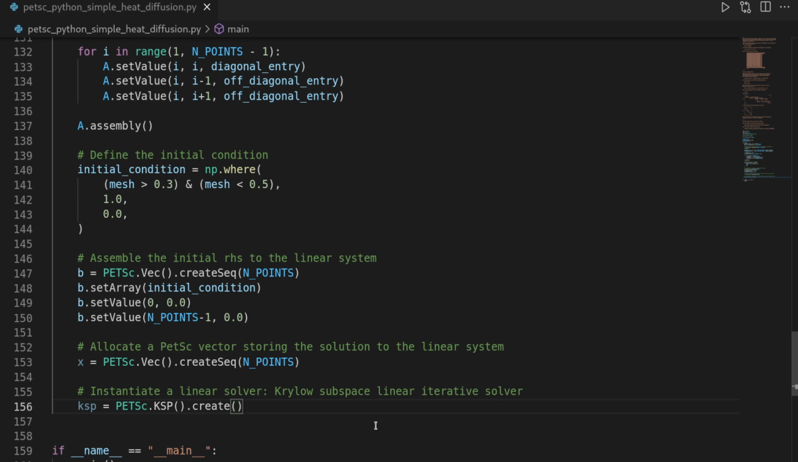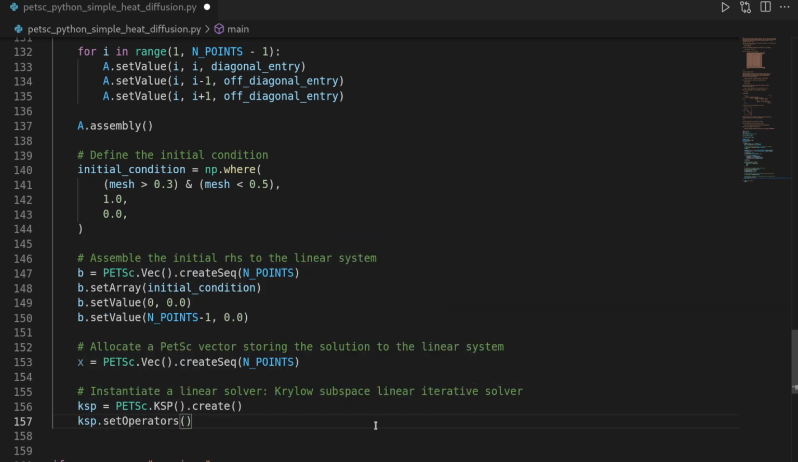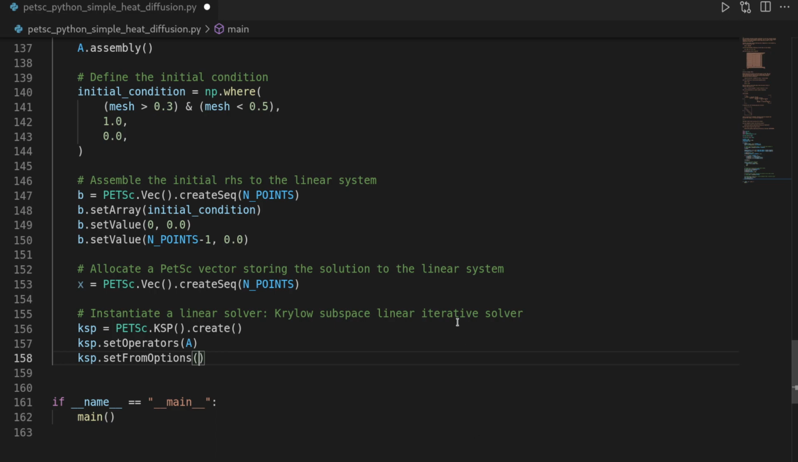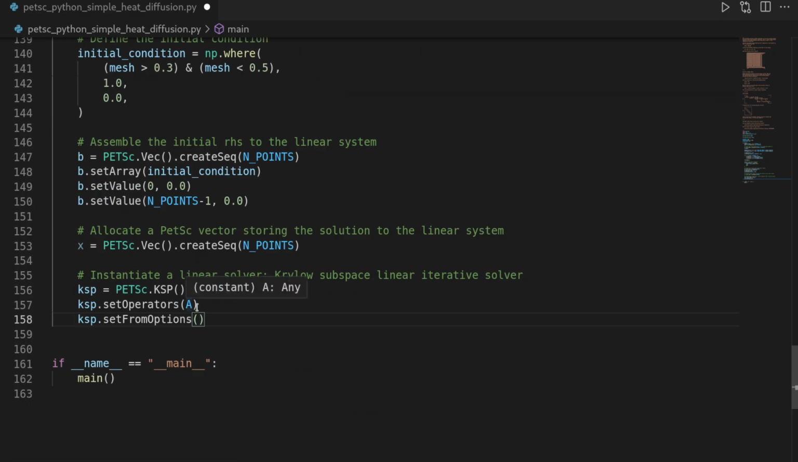The KSP requires us to set a system matrix, of course, because a linear system is associated with its system matrix, by saying KSP.setOperators and then feed over the system matrix A. And then I will just use KSP.setFromOptions. And this will basically read these command line arguments that we initialize the PETSc library with and use them in order to select the linear solver and some other options like the tolerance and stuff.